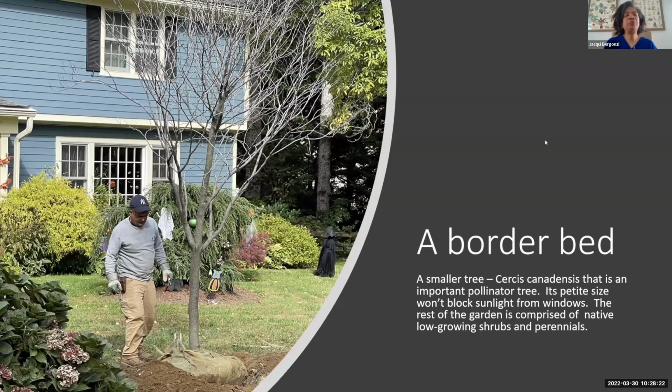So I brought in a border bed. This was put in last fall. This is a smaller Cercis canadensis, Eastern redbud. It is slightly offset because there are other trees in this corner. There's a magnolia and a linden tree on the corners of the property. So rather than putting this tree center, we offset a Cercis canadensis, which is a great host tree to different types of pollinators.